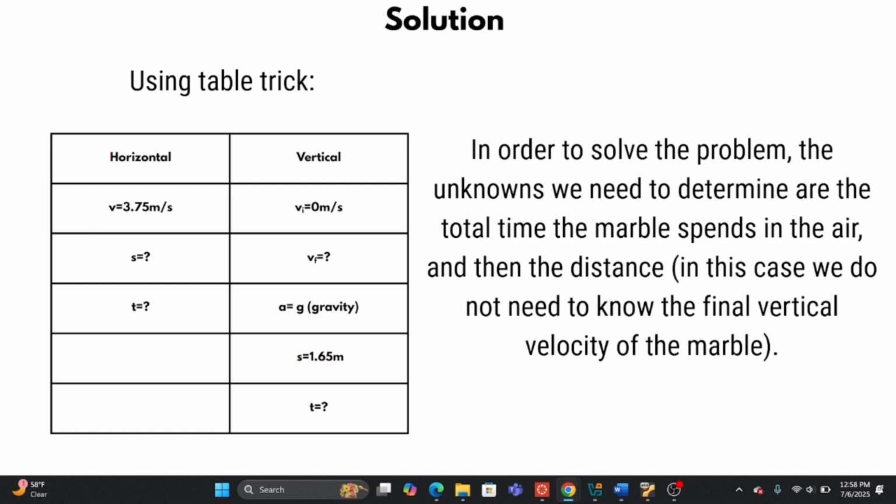So using the table trick, we know that the horizontal velocity is 3.75 meters per second. Vertical velocity initially is 0 meters per second because the table is horizontal. The acceleration is always g, and the vertical displacement is 1.65 meters because that's how tall the table is. In order to solve the problem, the unknowns we need to determine are the total time the marble spends in the air, and then the distance it travels after rolling off the table. In this case, we don't need to know the final vertical velocity of the marble, as you'll see.